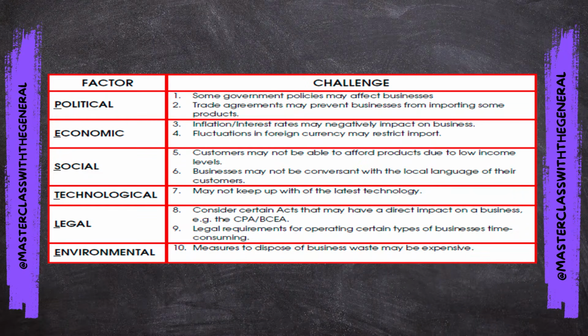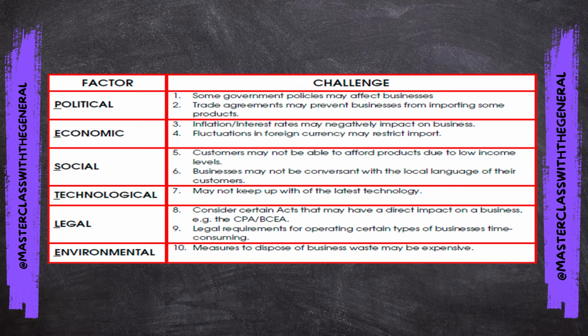Number two, economic factors. Inflation or interest rates may negatively impact on the business, and fluctuations in foreign currency may restrict imports. Now, these are issues emanating from the economic environment. We have no control over interest rates. The Reserve Bank will decide what the interest rates are, and inflation will be responding to that as a result. It's also not within our own control. Currency fluctuations, the exchange rate between the rand and the dollar and other currencies, we have no control over that. That comes through from the economic environment. We simply will have to adjust.